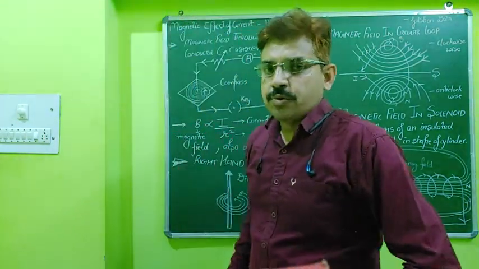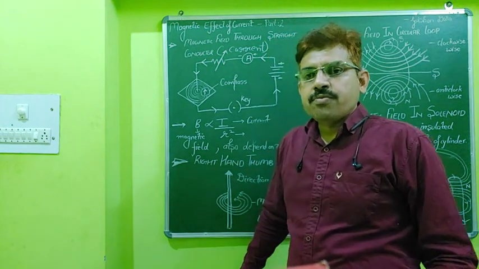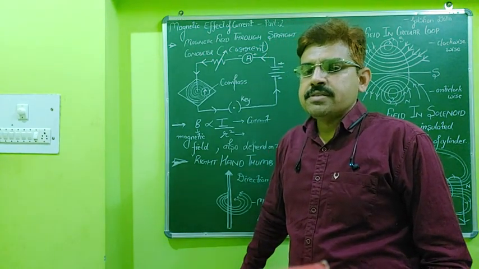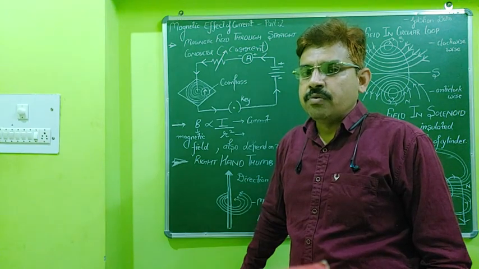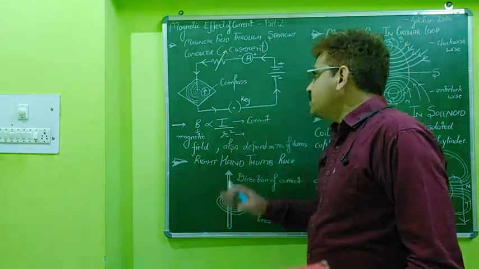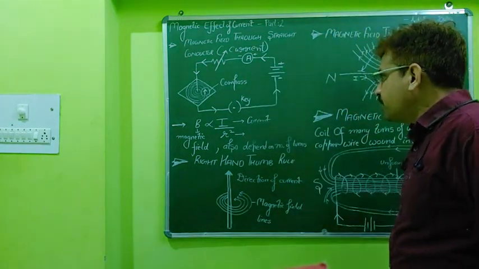Hello students, so today we will start with the second part of magnetic effect of current, and in this second part we will discuss the magnetic field around a current carrying straight conductor. So if we see this diagram, what is there?